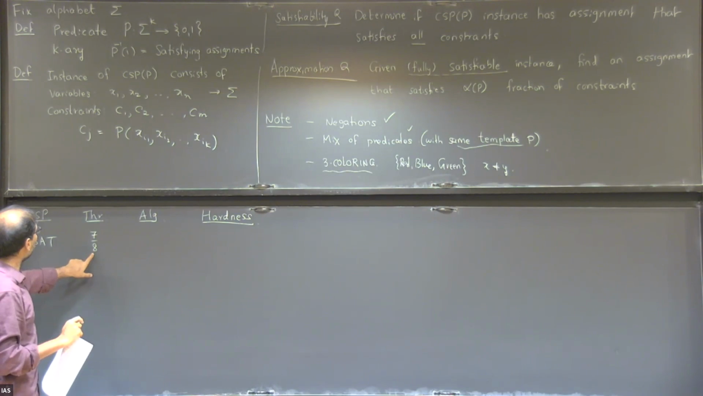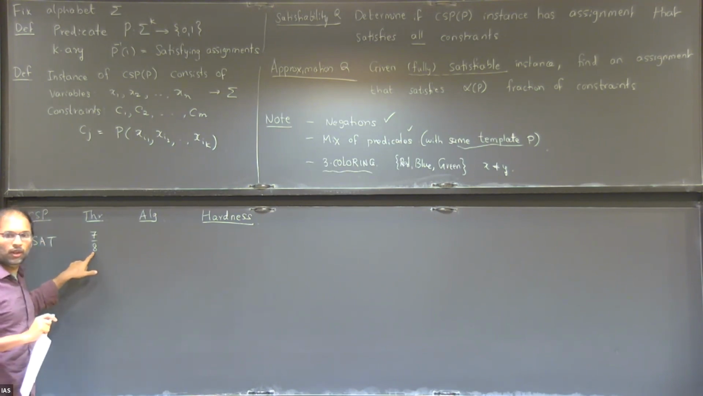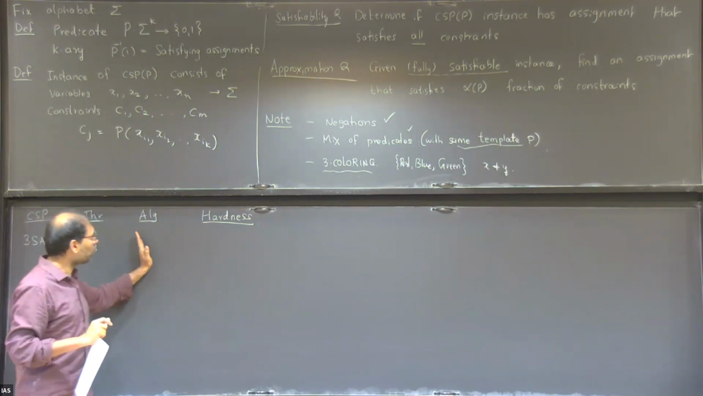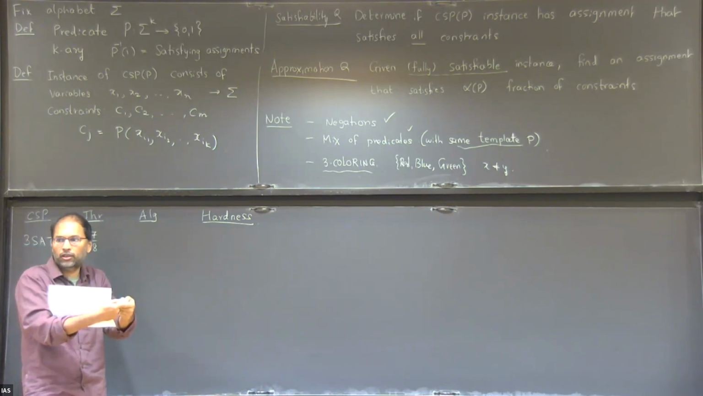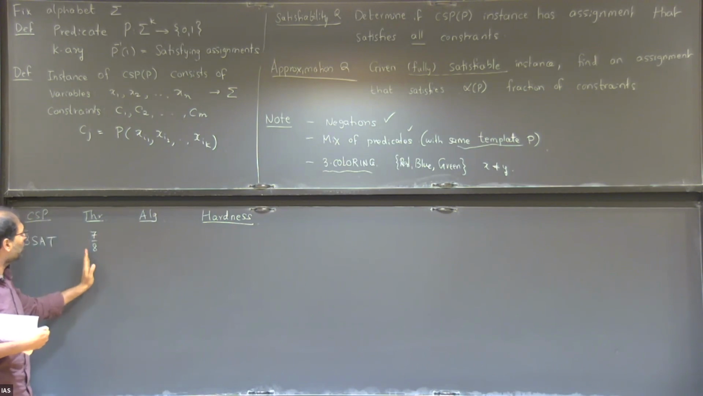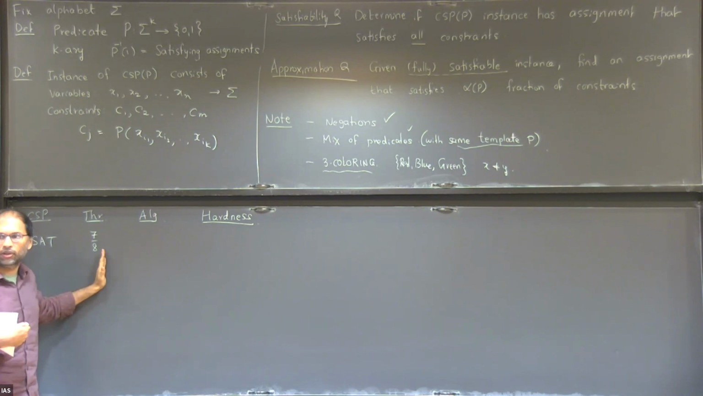Now, when I say that 7/8 is a sharp threshold, clearly there is an algorithmic side and there is a hardness side, and they have to match exactly at that threshold 7/8. Meaning, I can design an algorithm which, on satisfiable instances, finds an assignment satisfying a 7/8 fraction of the clauses. Okay, which for 3SAT is actually easy to do. Just assign true or false.